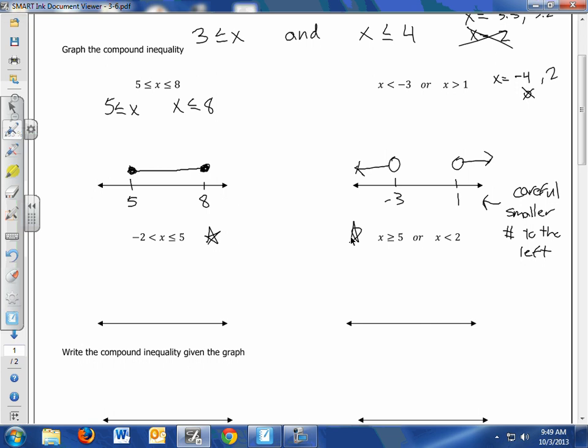My solutions are bigger than -2, and they're less than 5. Go ahead and check your answers with a neighbor. I would be really careful with this bottom right one, because a lot of people put 5 on the left and 2 on the right. But you know that 2 is a smaller number than 5.